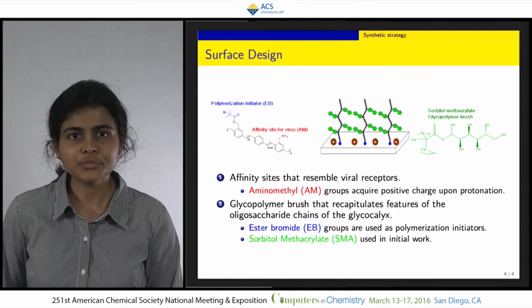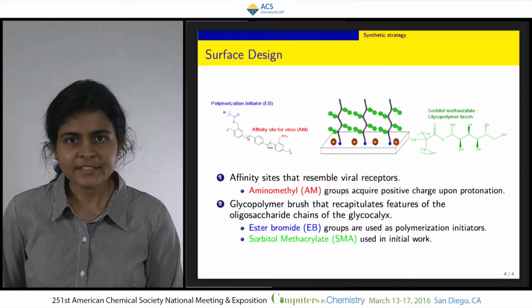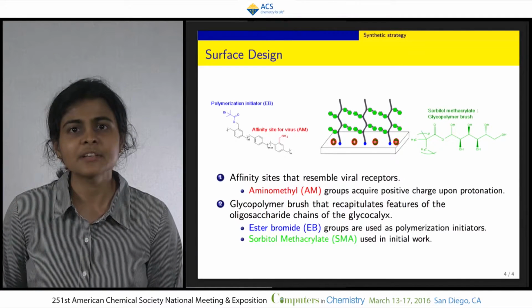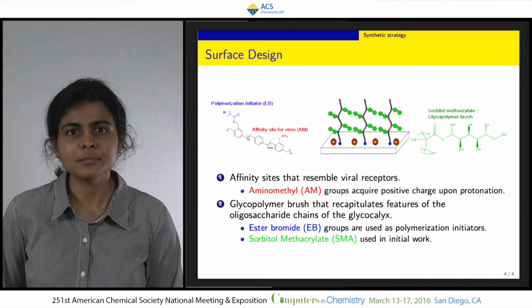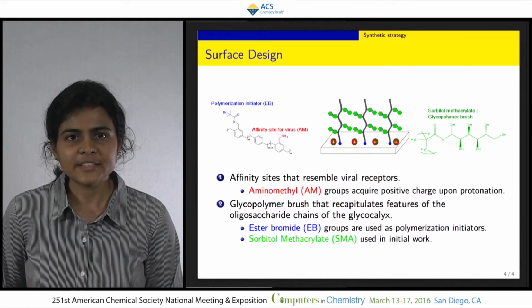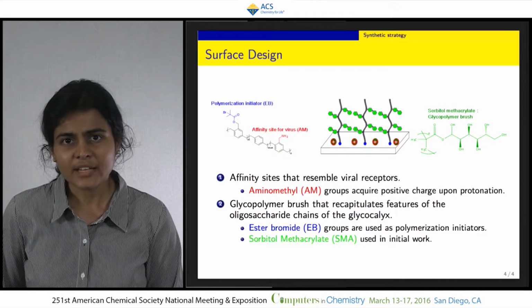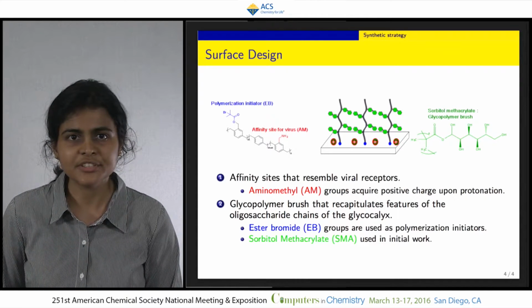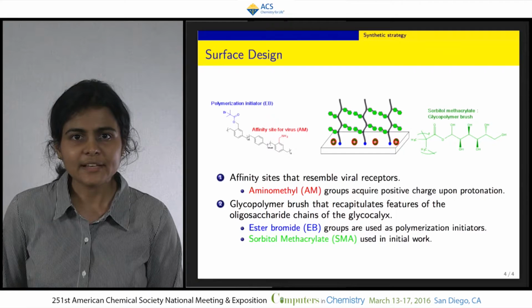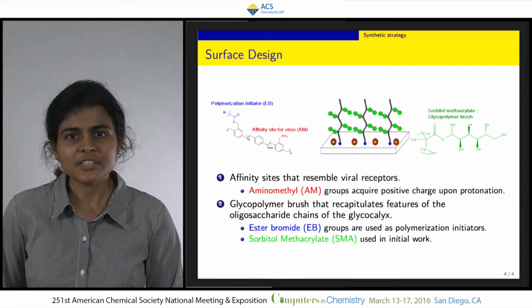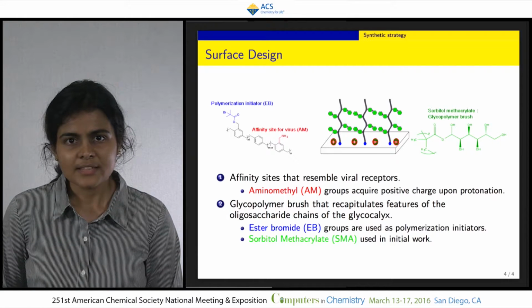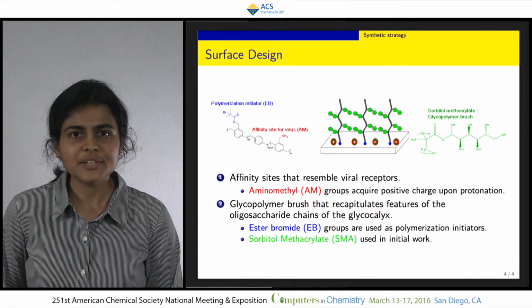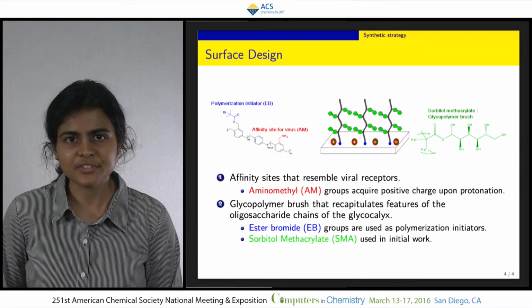Our surface is composed of two parts. The base layer is a copolymer synthesized using chemical vapor deposition copolymerization of two paracyclophane-based monomers. One monomer contains an ionizable amine moiety and the other monomer contains a polymerization initiator. The aminomethyl group can acquire a positive charge upon protonation and act as an affinity site for viral species. The ester bromide group is used to initiate atom transfer radical polymerization.